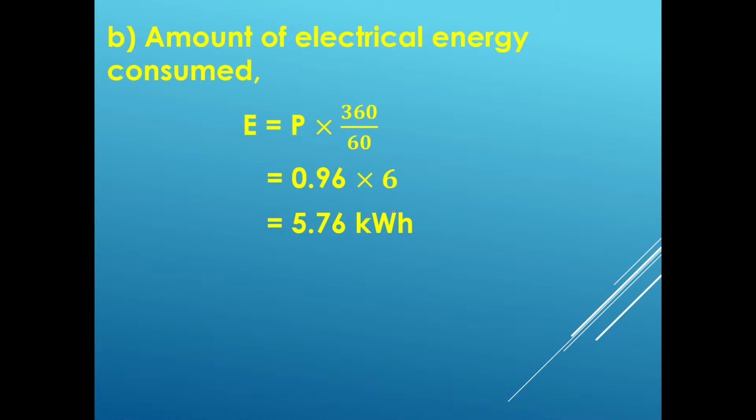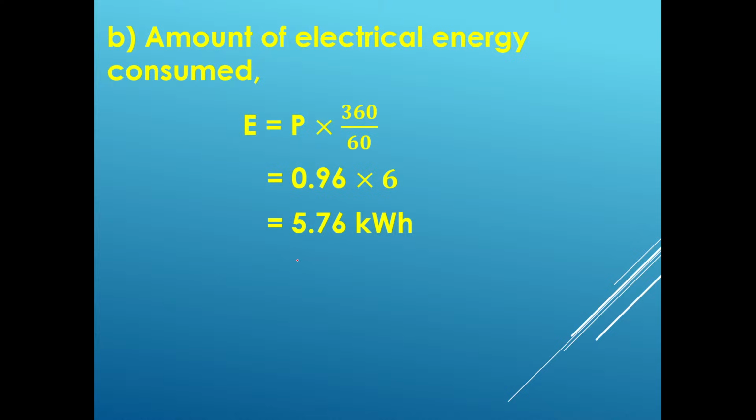So 0.96 by 3. With 0.96 by 3, you will get the amount of electrical energy consumed. So it is 0.96 into 20 by 60. Here I did not consider 20 minutes. I think I considered 6 hours. I didn't read the question properly. So whatever, leave it. You just compute 0.96 by 3.